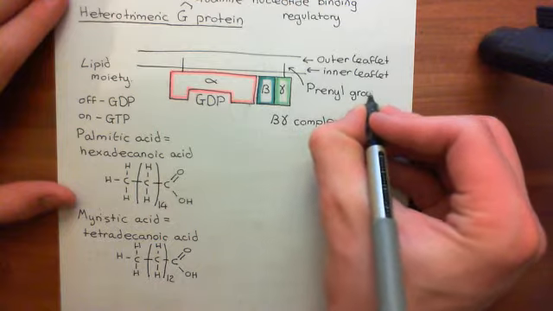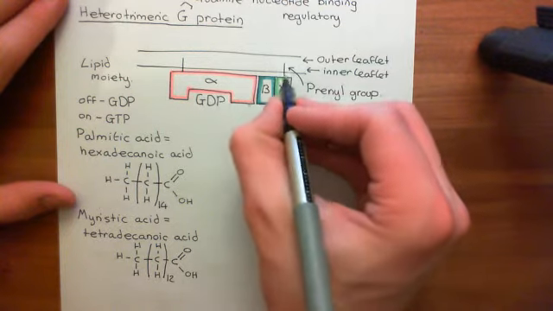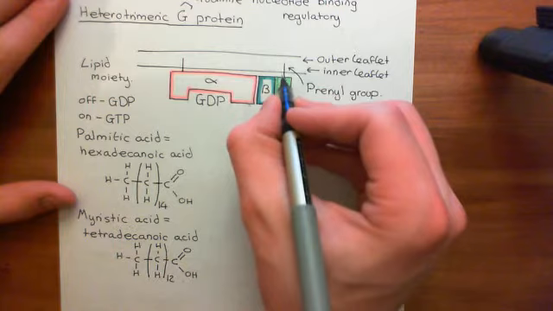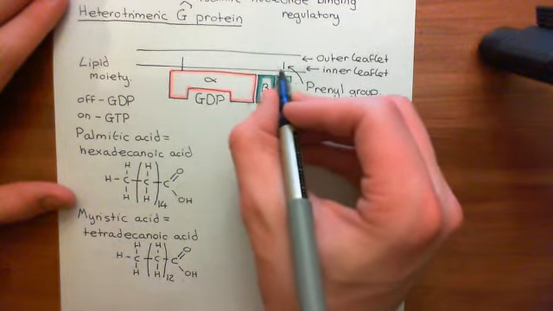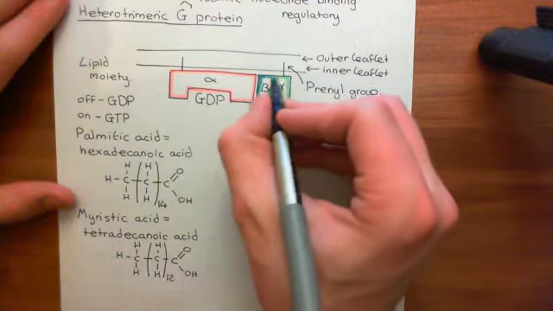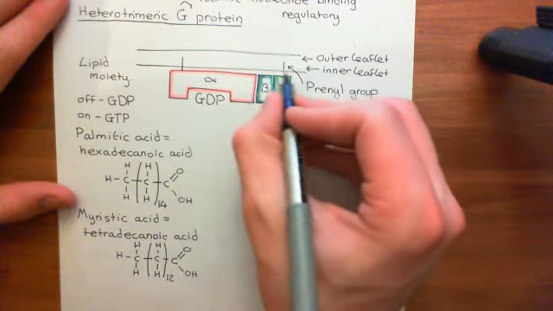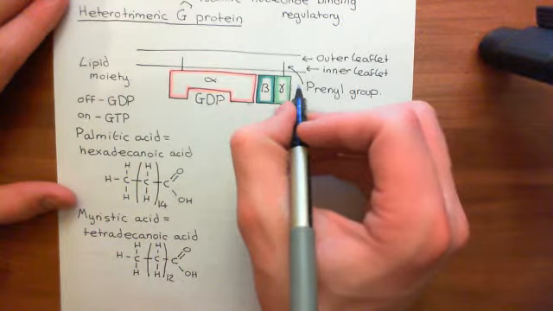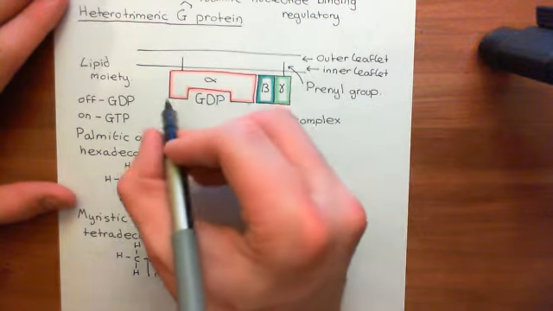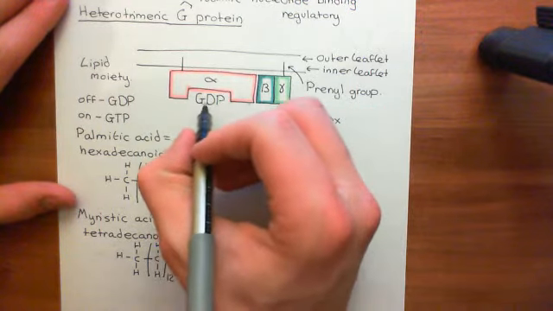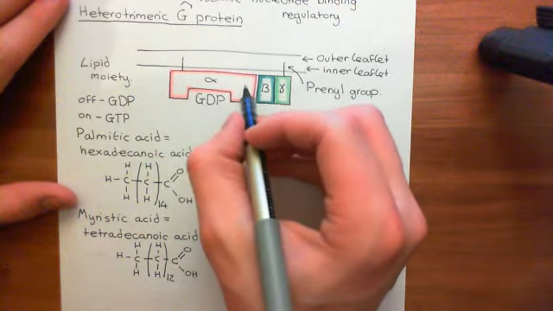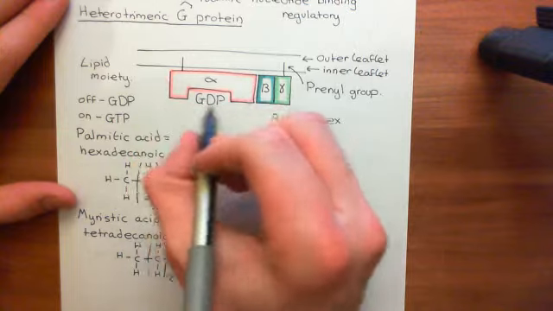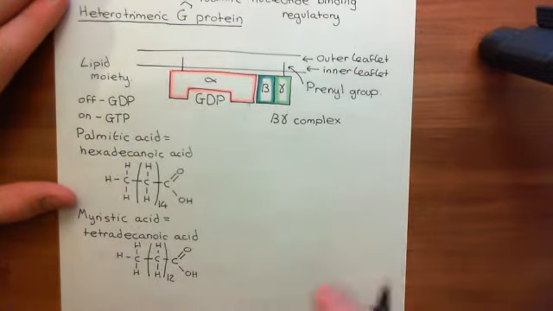Okay, but the principle is that you've got this long hydrophobic molecule stuck off the side, and you're basically going to stick this into the inner leaflet of the phospholipid bilayer, and this will hold the beta-gamma complex at the inner leaflet of the phospholipid bilayer. Okay, and when the alpha subunit is in the off state, i.e. it has guanosine diphosphate bound to it, the beta-gamma complex can associate with the alpha subunit to make the full heterotrimeric G protein here.